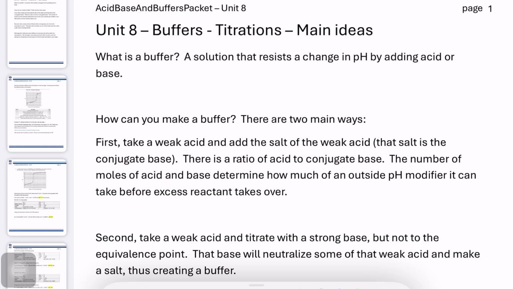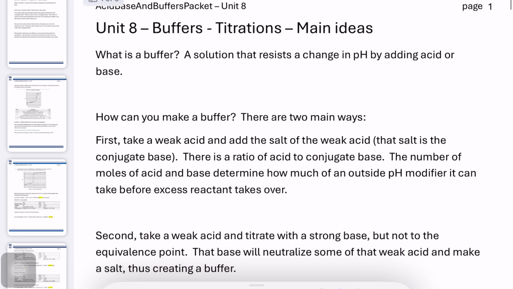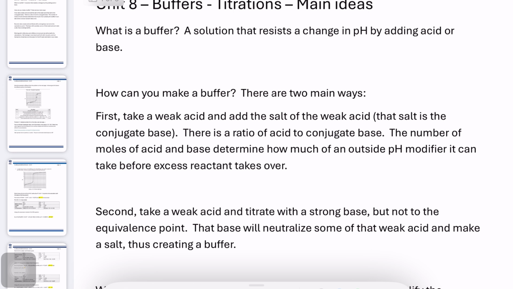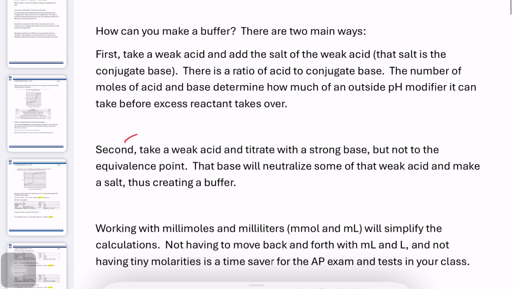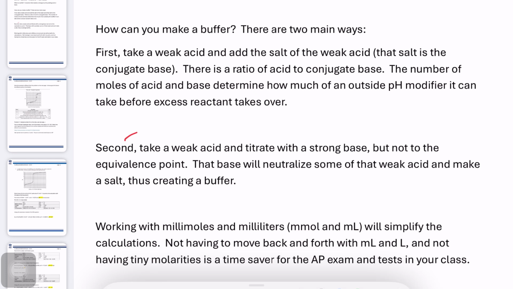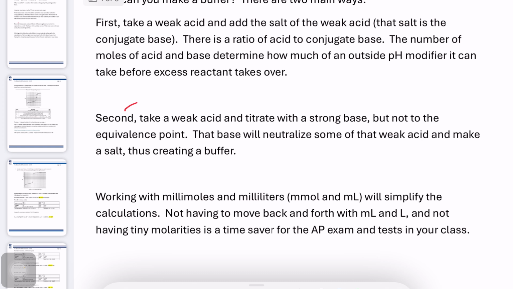For a moment, you can pause this video and read this for yourself. So what is a buffer? There's two kinds. The first kind you're going to see on the AP test is a weak acid and a salt. The second kind is the one we're going to talk about, and that's going to be in a titration. For this example, it's a weak acid, strong base, either hydrofluoric acid or acetic acid with a strong hydroxide. So we will see those examples in a moment.